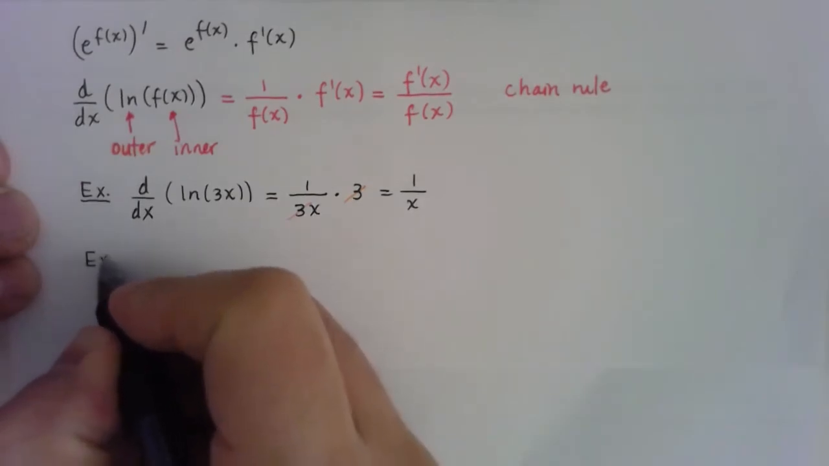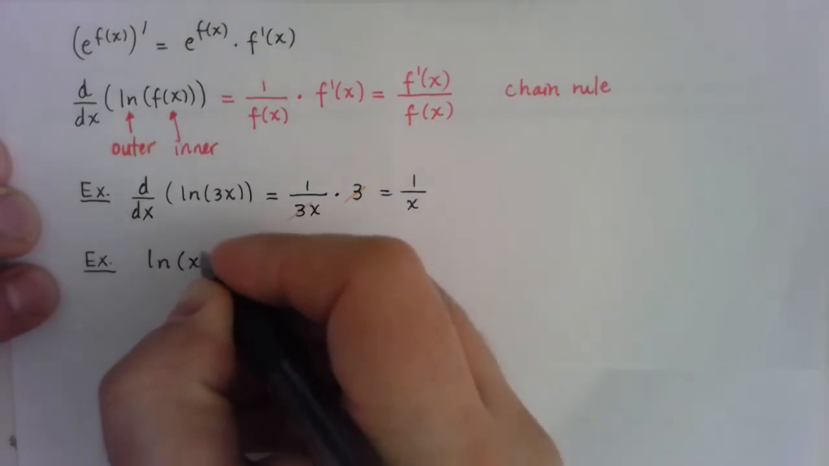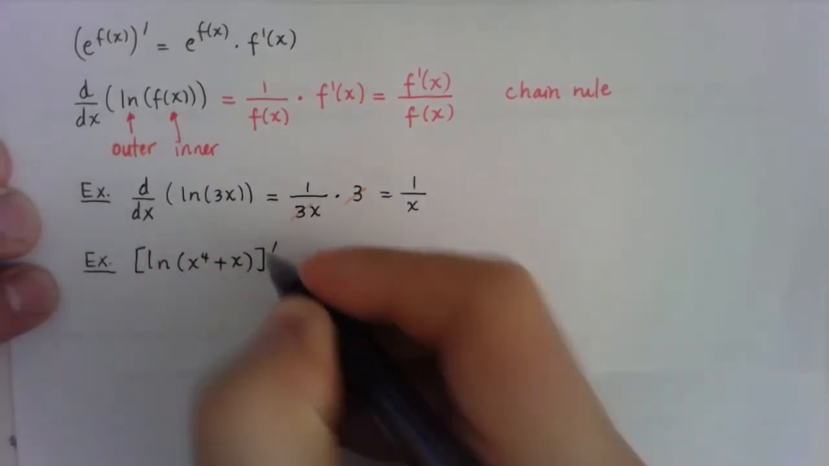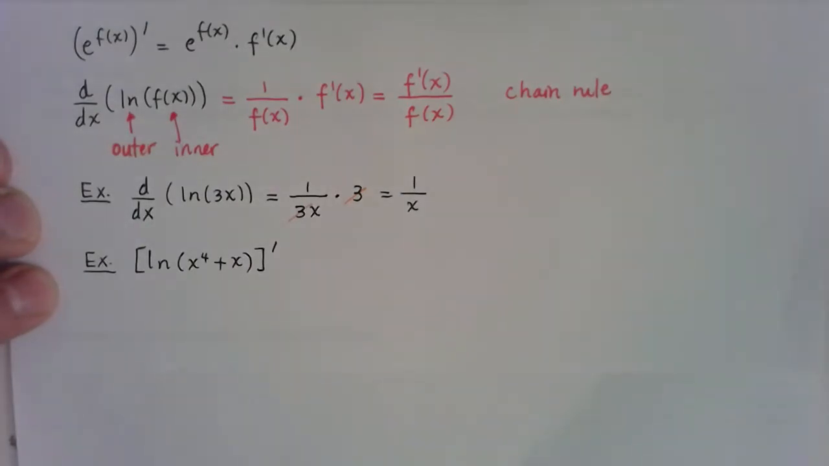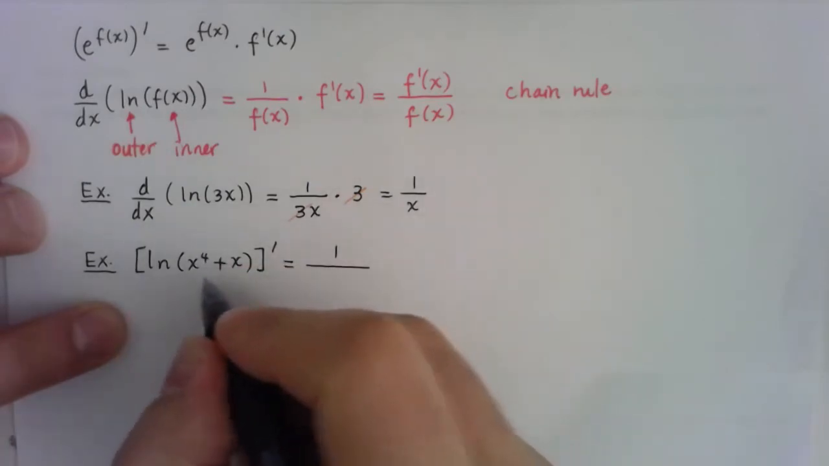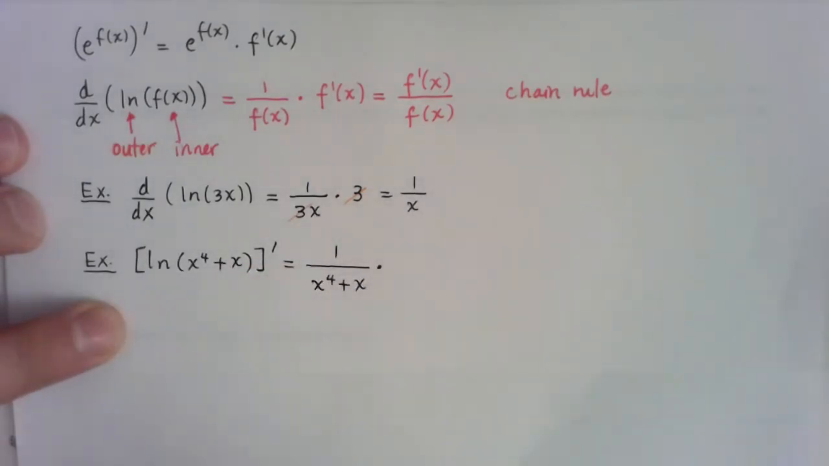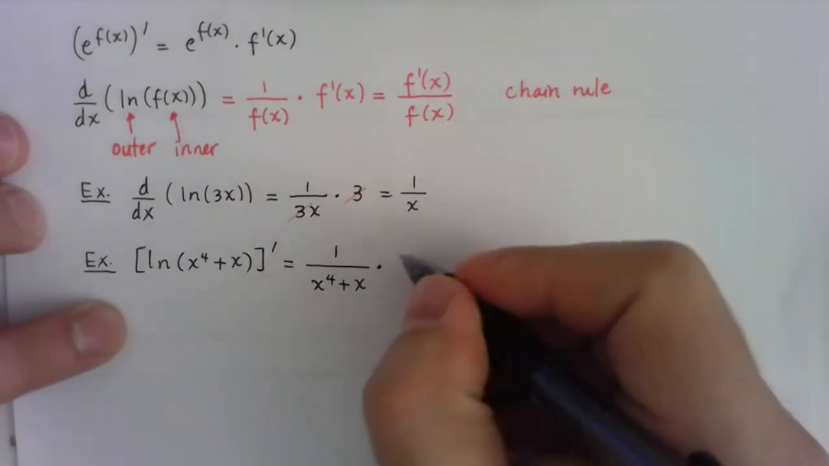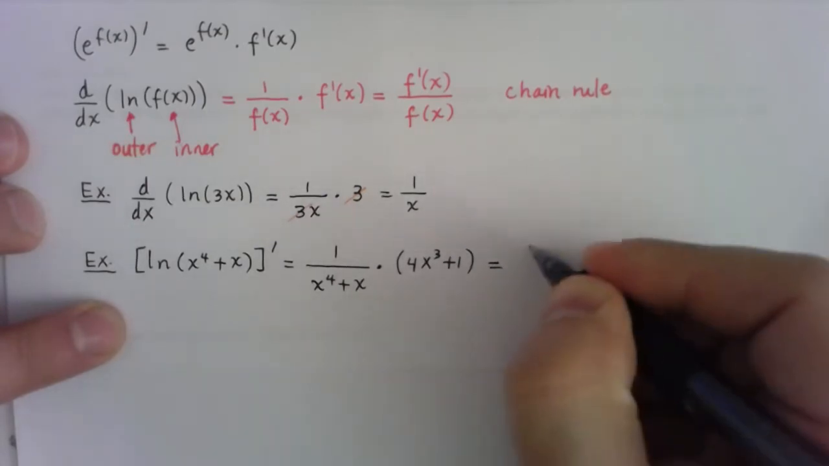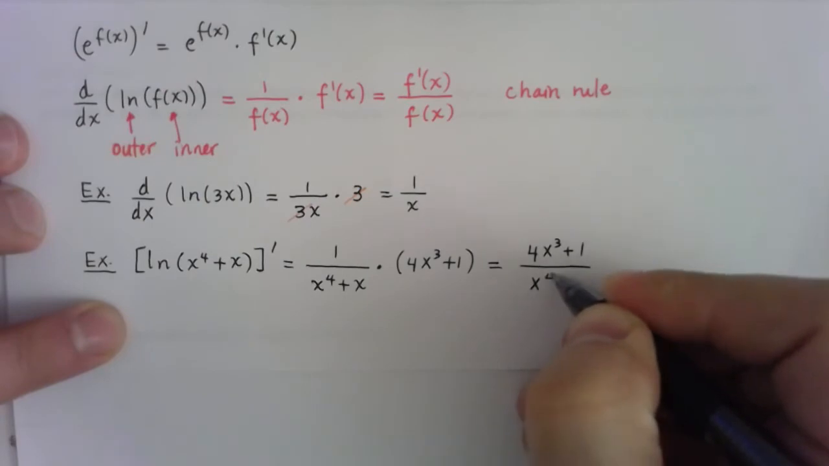Here we go, another one. Let's say you want to take the derivative of ln of x to the 4 plus x. It's going to be 1 over the inner function, x to the 4 plus x, times the derivative of the inner function, which is 4x to the 3rd plus 1. So it's 4x to the 3rd plus 1 divided by x to the 4 plus x.